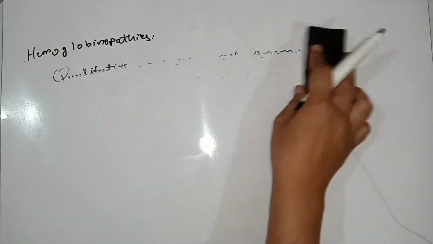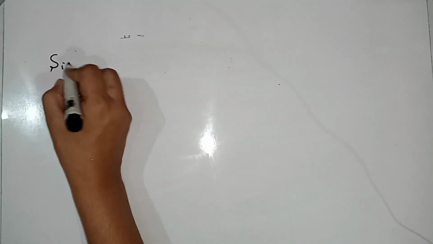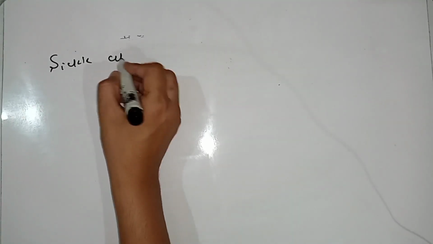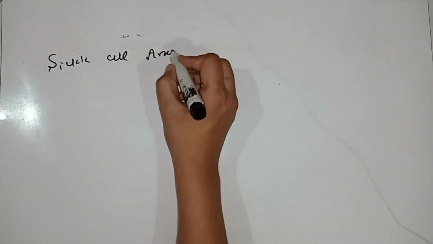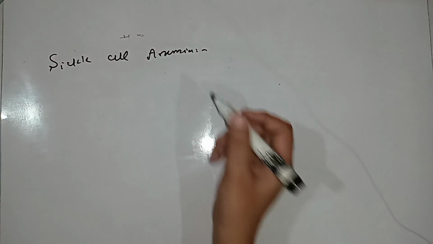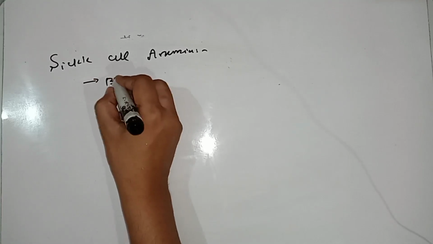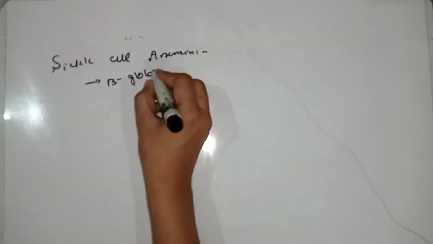So next we come towards sickle cell anemia. So what is sickle cell anemia? In sickle cell anemia, the hemoglobin synthesized is defective, and the defect is in the beta globin chains.